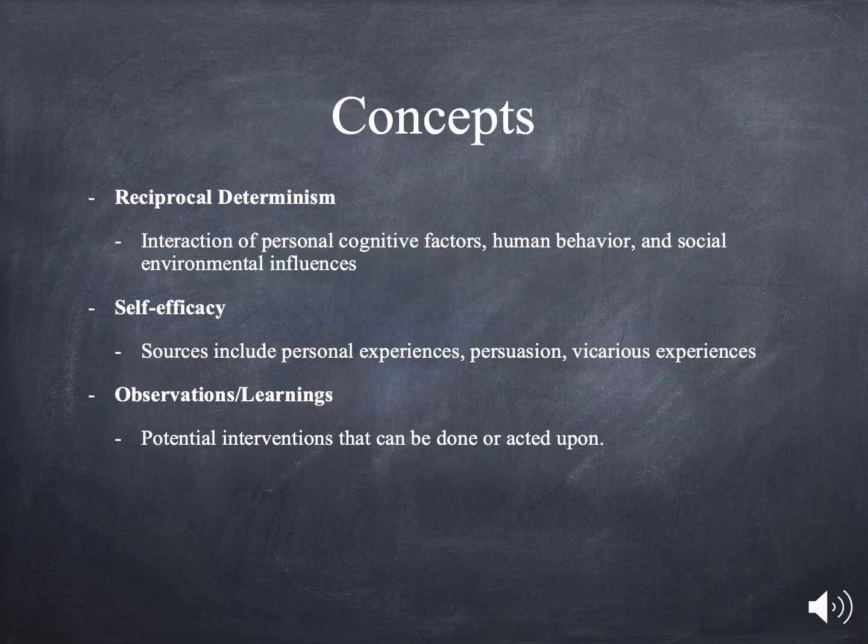So the concepts for this theory are reciprocal determinism, which basically is the interaction of personal cognitive factors, human behaviors, and social environmental influences. Self-efficacy, whose sources include personal experiences, persuasion, and vicarious experiences, and then observation and learning, like potential interventions that can be done or acted upon.